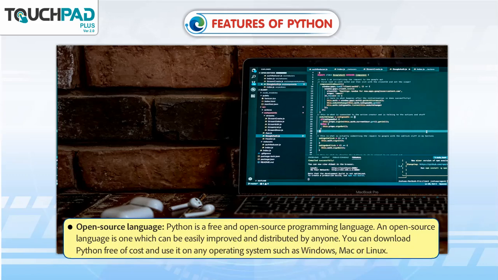Open source language. Python is a free and open source programming language. An open source language is one which can be easily improved and distributed by anyone. You can download Python free of cost and use it on any operating system such as Windows, Mac, or Linux.